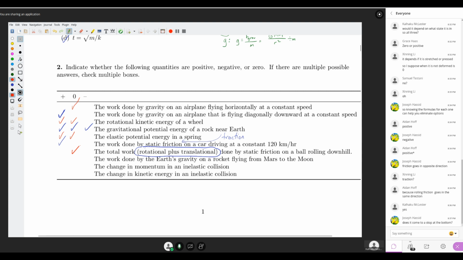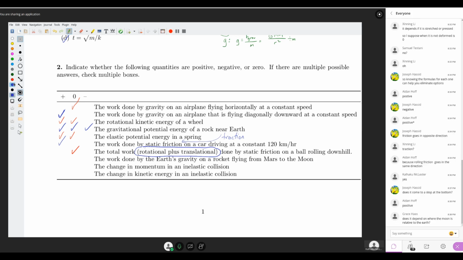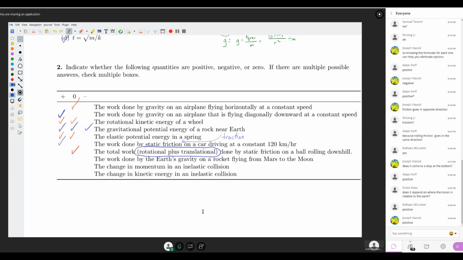Okay. Tell me about the work done by Earth's gravity on a rocket flying from Mars to the moon. Why positive, Eden? You're right. Does it depend on where the moon is relative to the Earth? It depends on where the moon is relative to Mars.